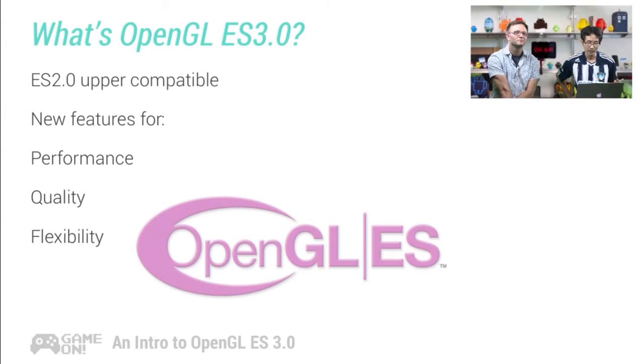For flexibility, it supports features like non-power of 2 textures, so that you can have arbitrary dimensions for the textures, not limited to power of 2 sizes. And it supports more render target formats and texture formats as well. Also, you can attach a depth buffer as a texture. In ES3, the shader language is also updated to GLSL ES 3.0, which supports integers and other new language features.